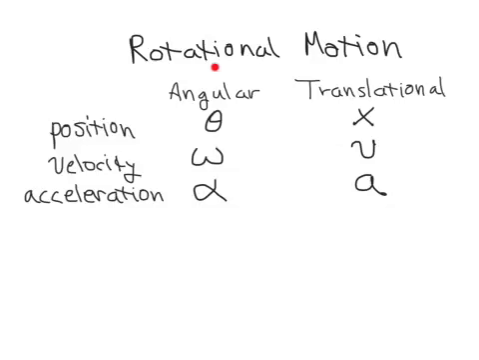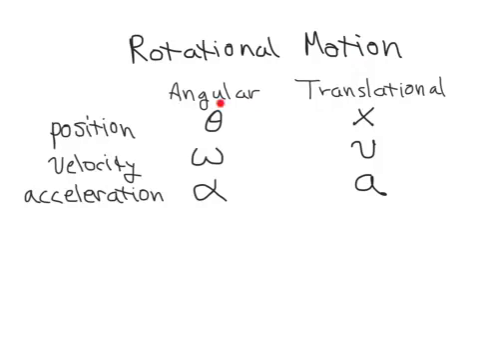So this section is on rotational motion. Rotational motion has many similarities with translational motion, but instead we use angular variables instead of translational variables. And so when we were studying translation in an earlier chapter, we talked about position, which we represented with x, and then velocity, which we represented with v, and then acceleration, which we represented by a.